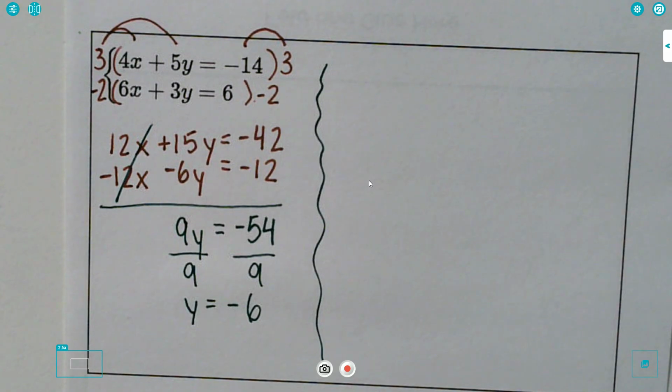Okay, we are going to plug in -6 for y. We can plug it into either original equation. Yesterday, I was having you guys always plug it into the top equation. But in this one, I think that bottom equation looks easier because that -14 is just another thing to deal with. So let's use the bottom equation today.